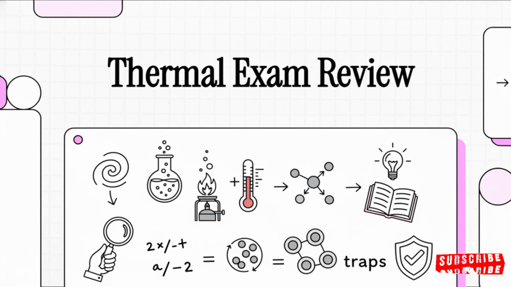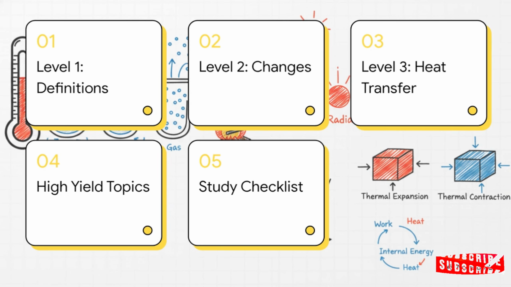This is your high-yield exam review explainer. We're taking the massive, kind of intimidating topic of the thermal properties of matter and breaking it down into exactly what you need to know to pass. No fluff, just the core concepts, the critical formulas, and those really common traps that catch students off guard every single year. Okay, let's look at our roadmap to acing those finals.